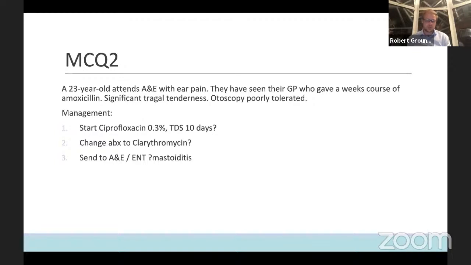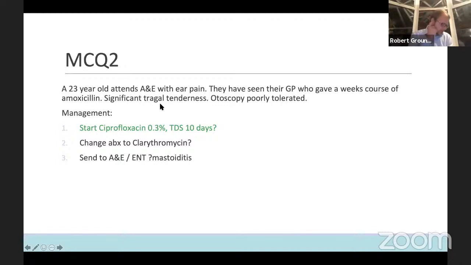Great. So as you've got this, this is an adult, so you're thinking otitis externa already. They've had a week of oral antibiotics, which didn't help. Well, of course, otitis externa is not treated with oral antibiotics. One thing we didn't talk about is the tragus, the bit on the very front of the ear, which is often really, really tender in otitis externa. So that could be a little giveaway.